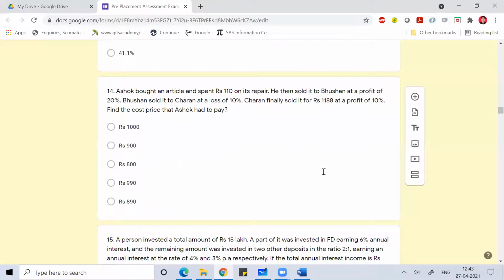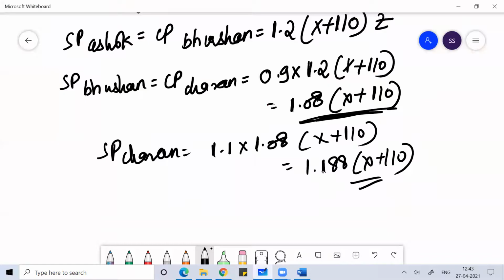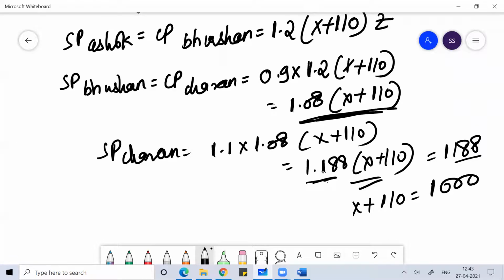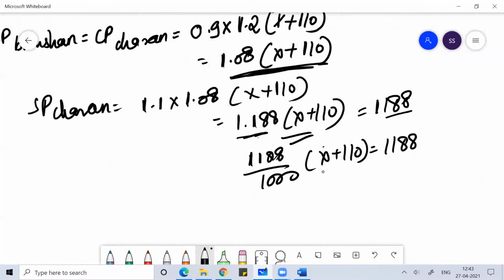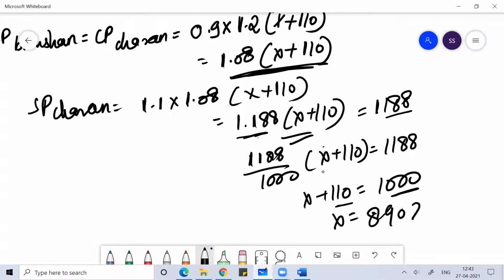That is given to you: Charan finally sold for 1188. So this is 1.188, and this is 1188, so (x plus 110) is 1000. Or you can write 1.188 into (x plus 110) is equal to 1188, so x plus 110 is 1000. So x is equal to 1000 minus 110, which is 890. That is the cost price.